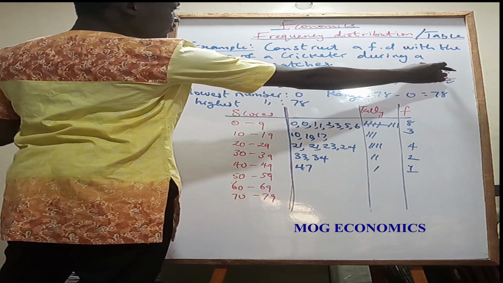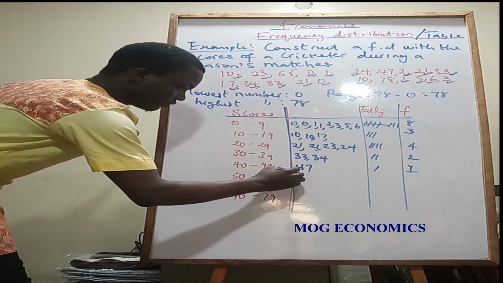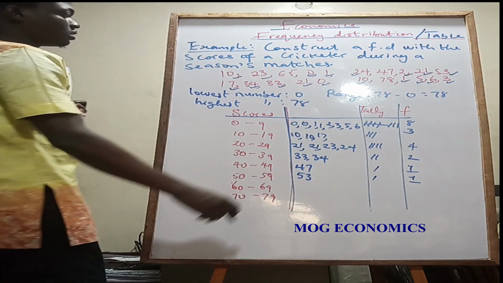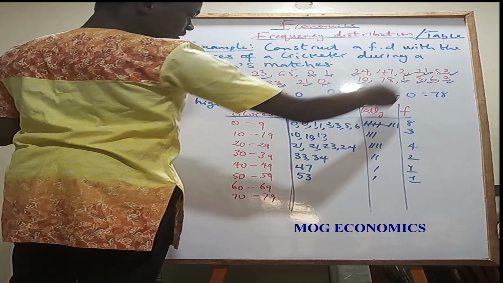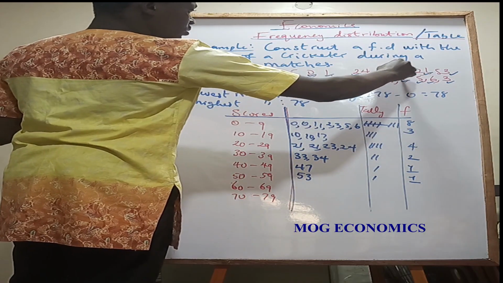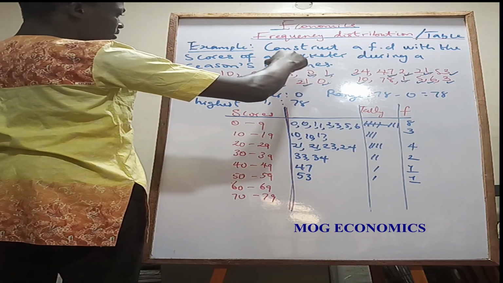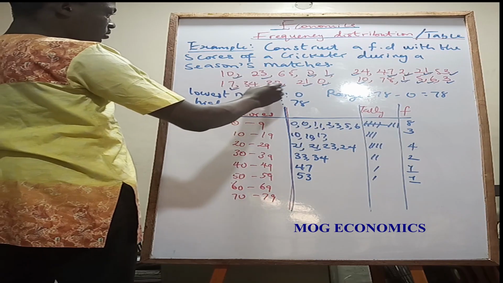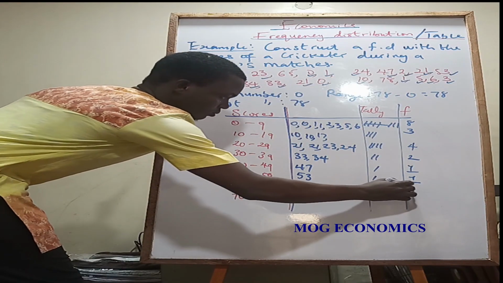50 to 59. Okay, 53 here. So I have 53, 1. 60 to 69. This is gone, this is gone. I think I've written 47. So we picked everything here actually. 60 to 69, I only have 65 in this thing and 78. So 65, 1, 78, 1.